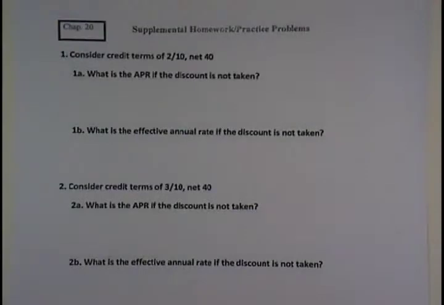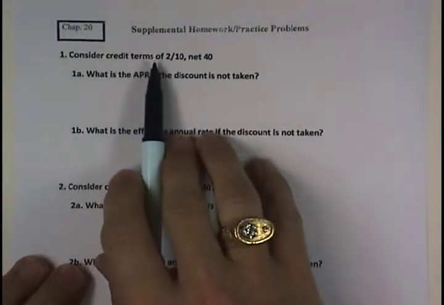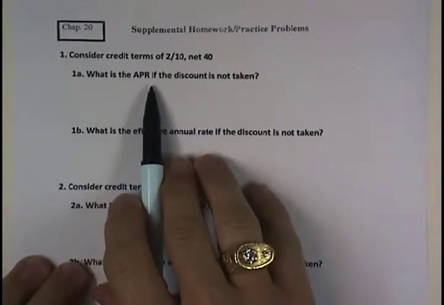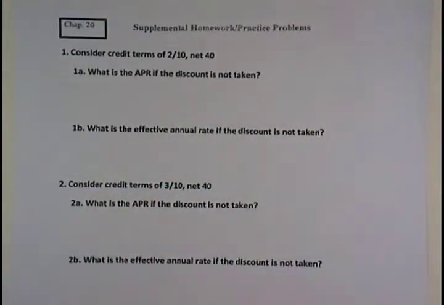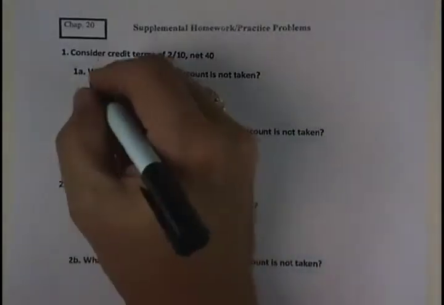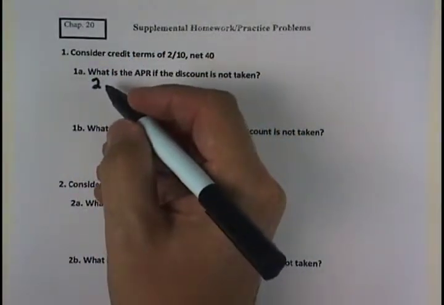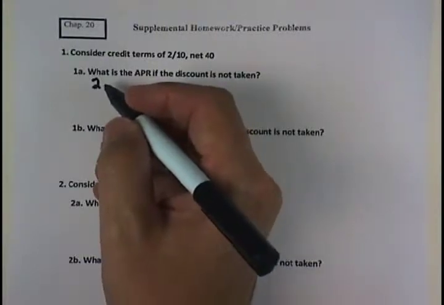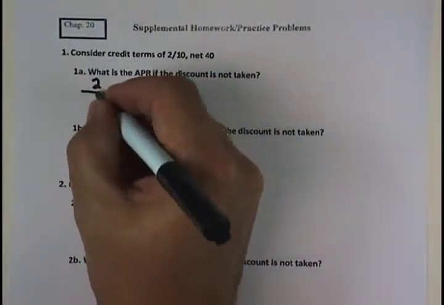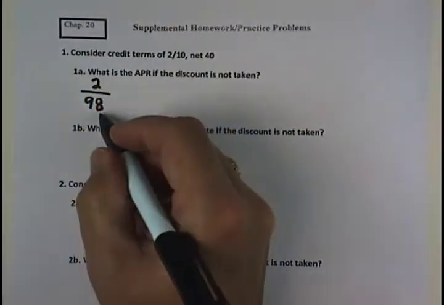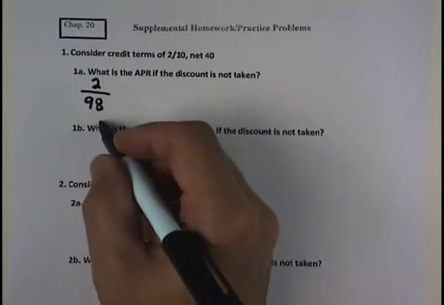In the Chapter 20 Supplemental Homework Practice Problems, we are given in Problem 1 terms of 2/10 net 40, and we're asked what is the annual percentage rate if the discount is not taken. Well, one formula for that APR is simply the discount percentage, which if you want to think about, that's how much interest you'll pay if you don't take the discount and you pay the full invoice price. You'll pay 2%, and you were going to borrow 98% of the invoice by not taking that discount.